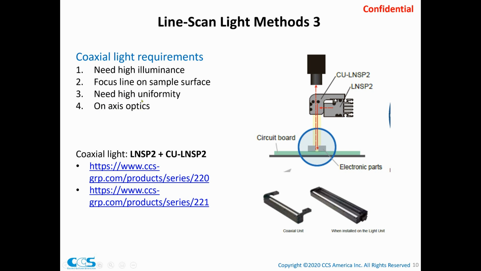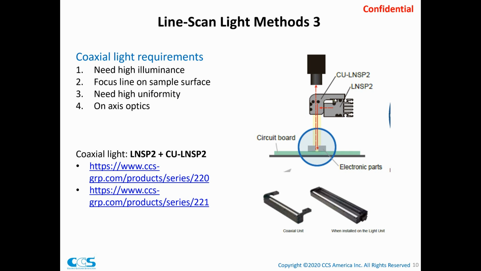Another additional request is high uniformity, especially for the glass sample, because the surface is really specular. We will see the surface unevenness of the light. So we also need to have a high uniformity on the emitting surface.